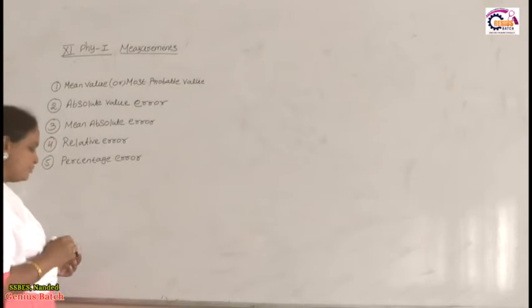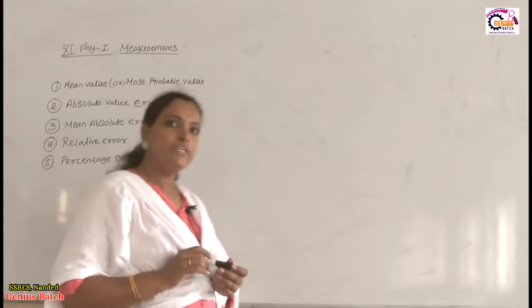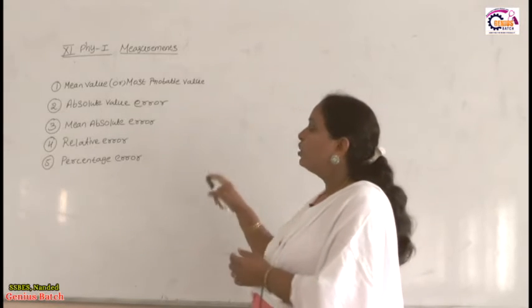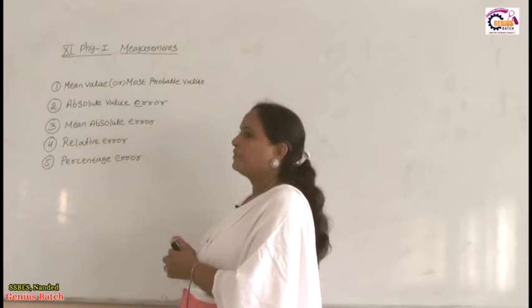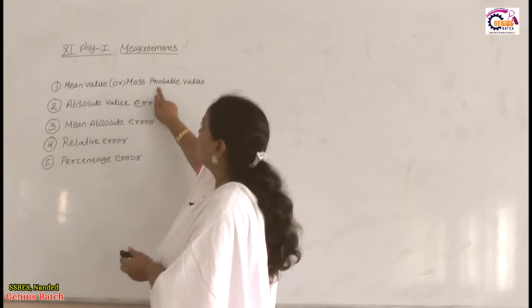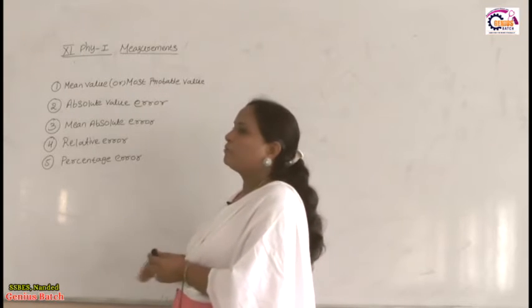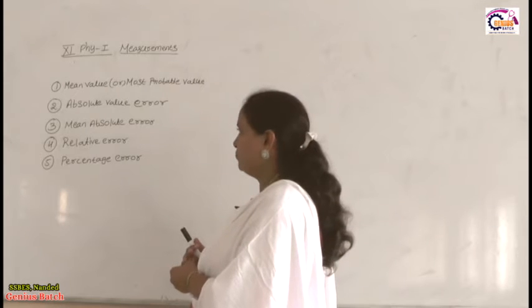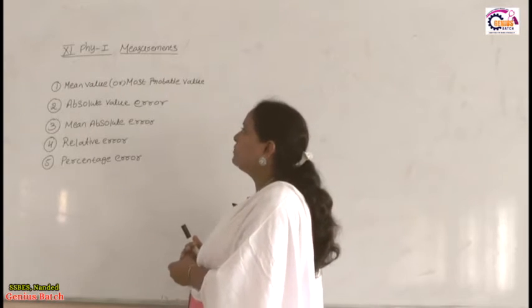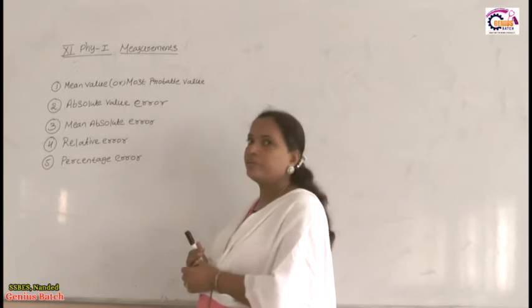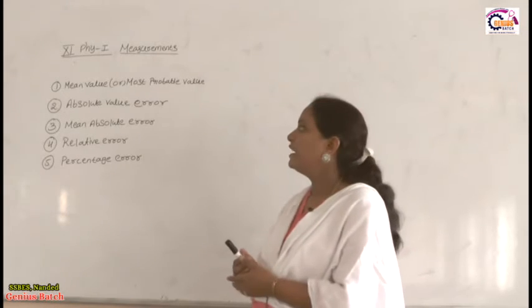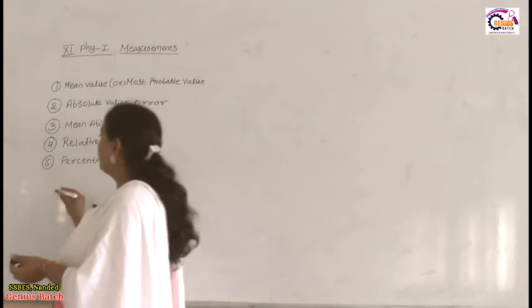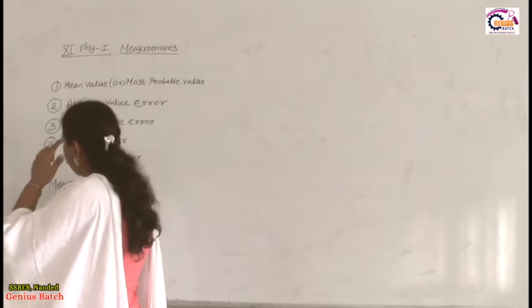In order to find out the percentage error of any given physical quantity, first of all we have to go through these points. The first one is the mean value or most probable value. The second is the absolute value, the third is the mean absolute error, the fourth is the relative error, and the fifth is the percentage error.